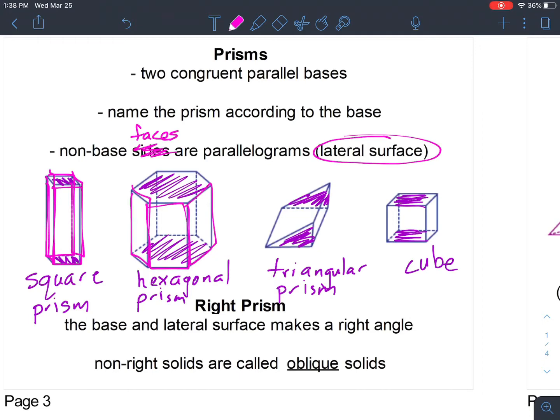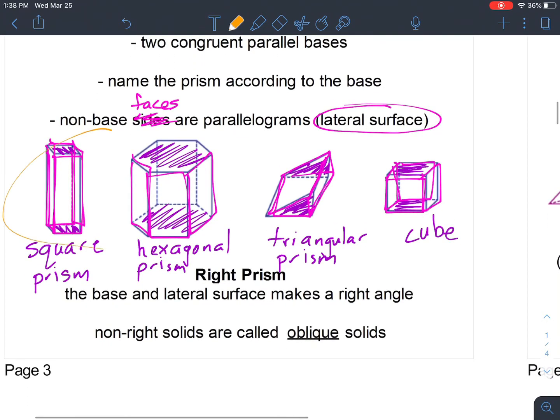Those would be the lateral surface, and then this one is actually on its side, and then the bottom would also be part of the lateral surface. The cube does have a lateral surface too. It would be those four rectangles. Okay, then down below here we have a right prism. That's where the base and the lateral surface make a right angle. All of these here are examples of right prisms.